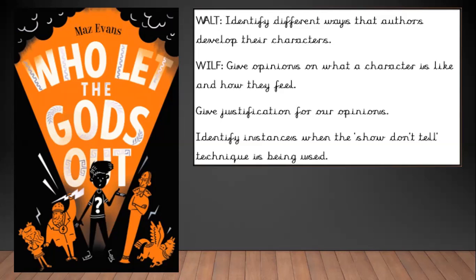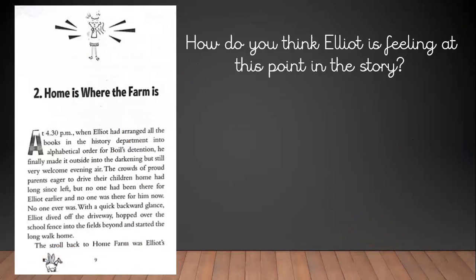Right then, let's get on and have a look at what we're doing today. What I'm going to do is read for you page 9, this first page of chapter 2. And as I'm reading it, I want you to be thinking, how do you think Elliot is actually feeling at this point in the story? I'll then tell you what I think, and I'll show you how I would have evidenced that.